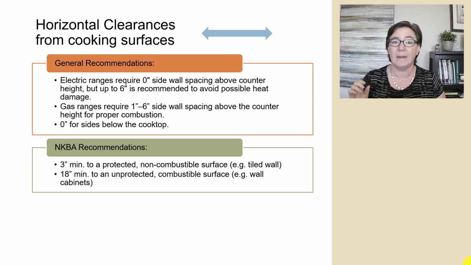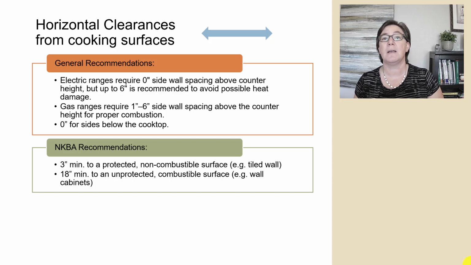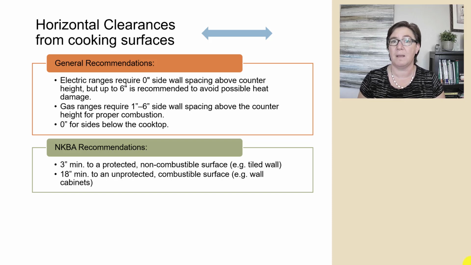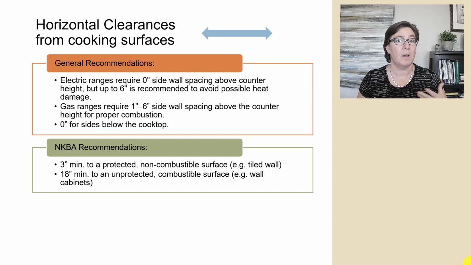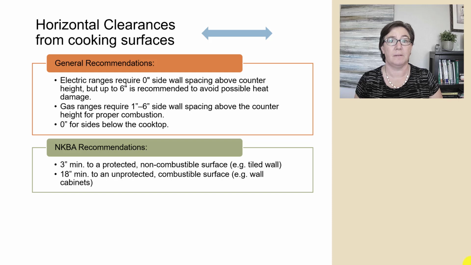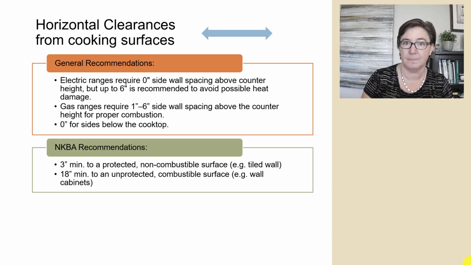They recommend at least 3 inches of horizontal clearance to any protected non-combustible surface, and the major example of that would be a tiled wall. And much wider clearance, 18 inches minimum, to an unprotected combustible surface. That might be a wall cabinet or just a simple drywall wall surface.